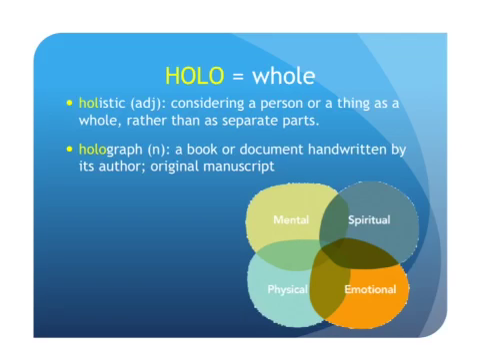Holo, some examples for those include holistic and holograph. Holistic is when you consider a person or a thing as a whole rather than as separate parts. So a holistic approach to something would be an example, thinking of it in a bigger picture.